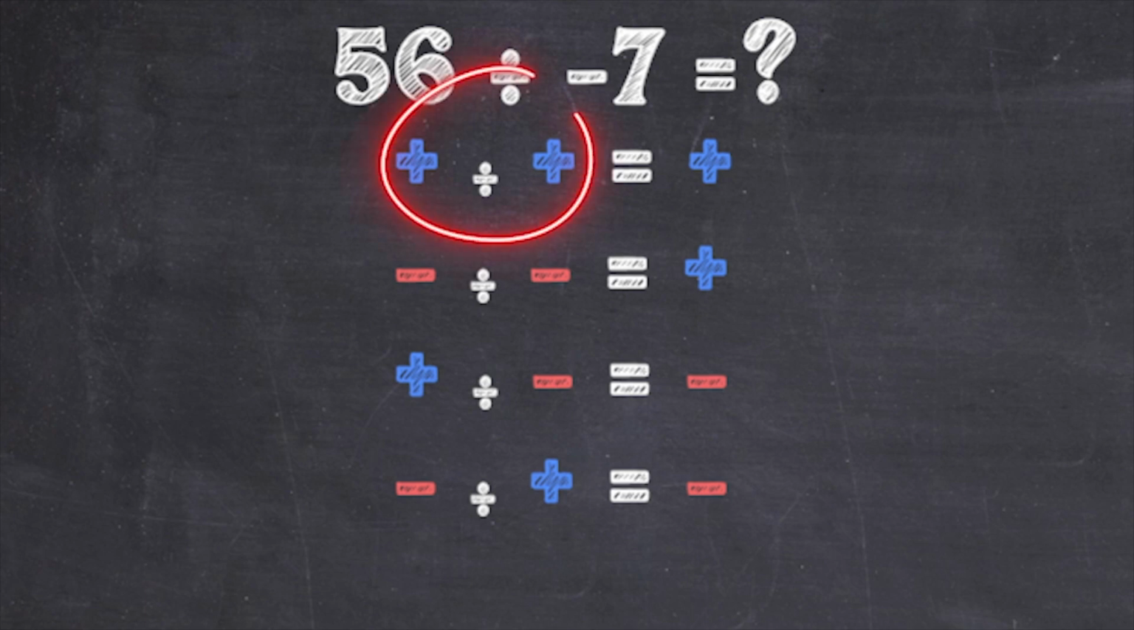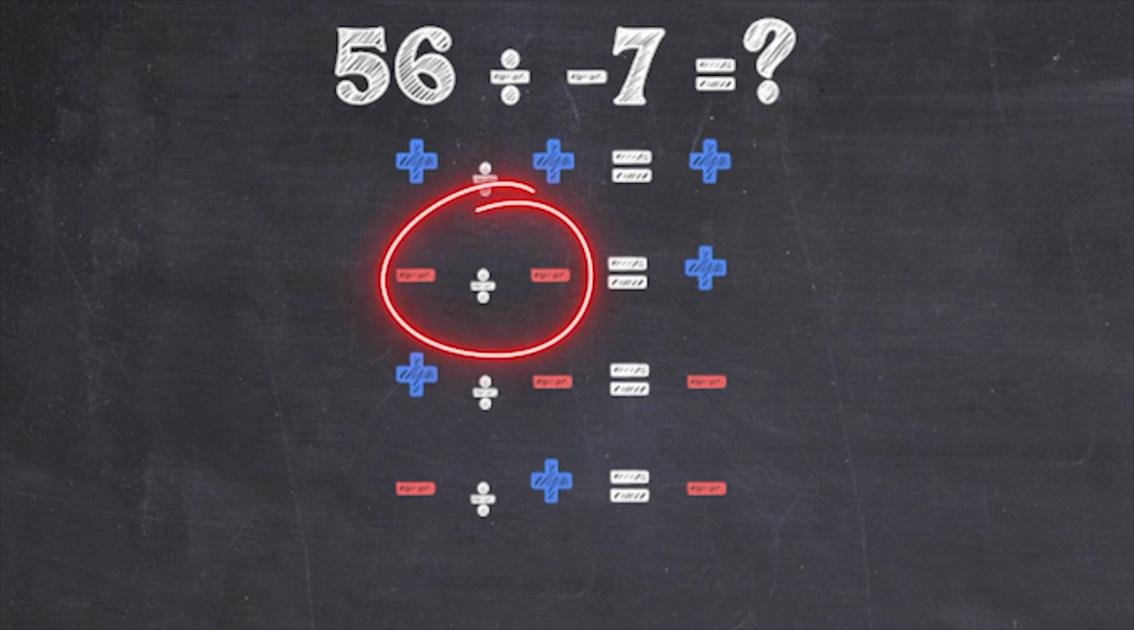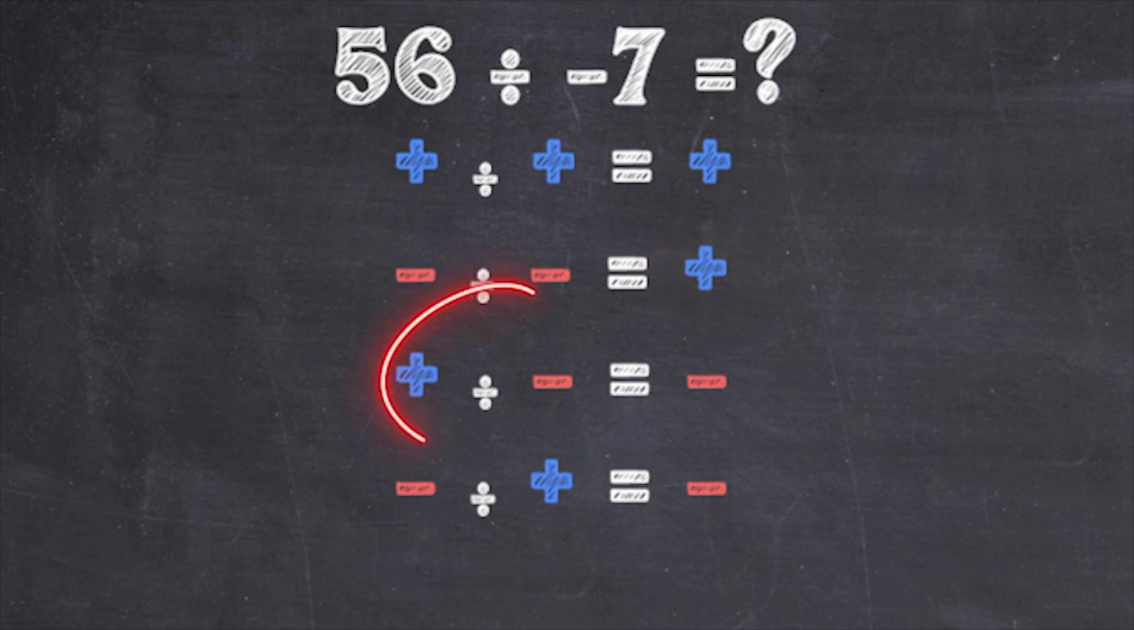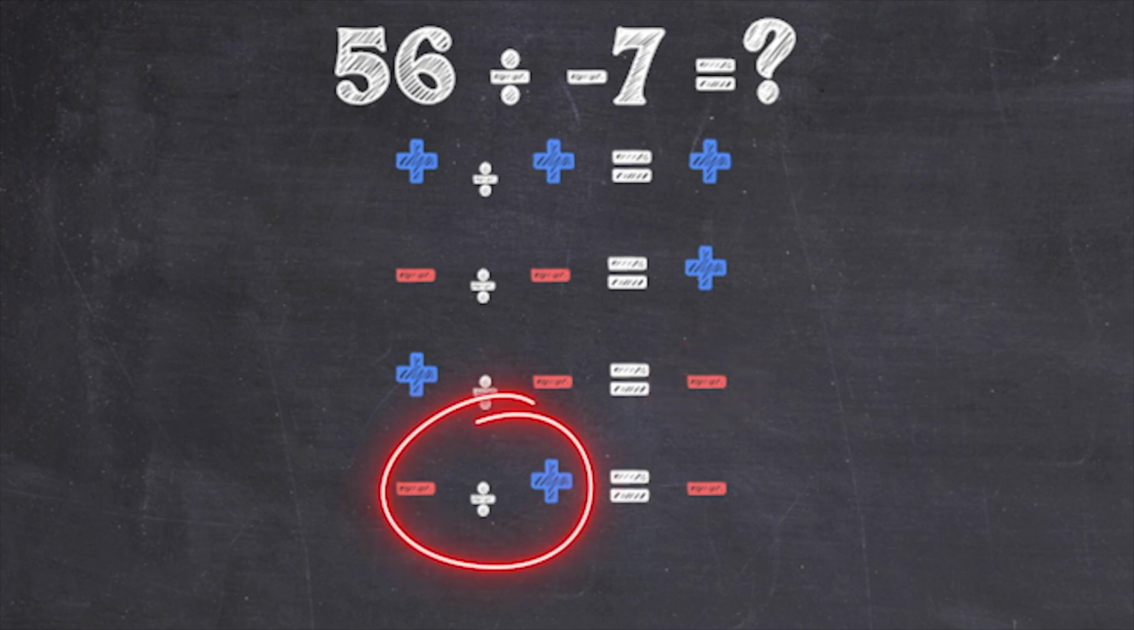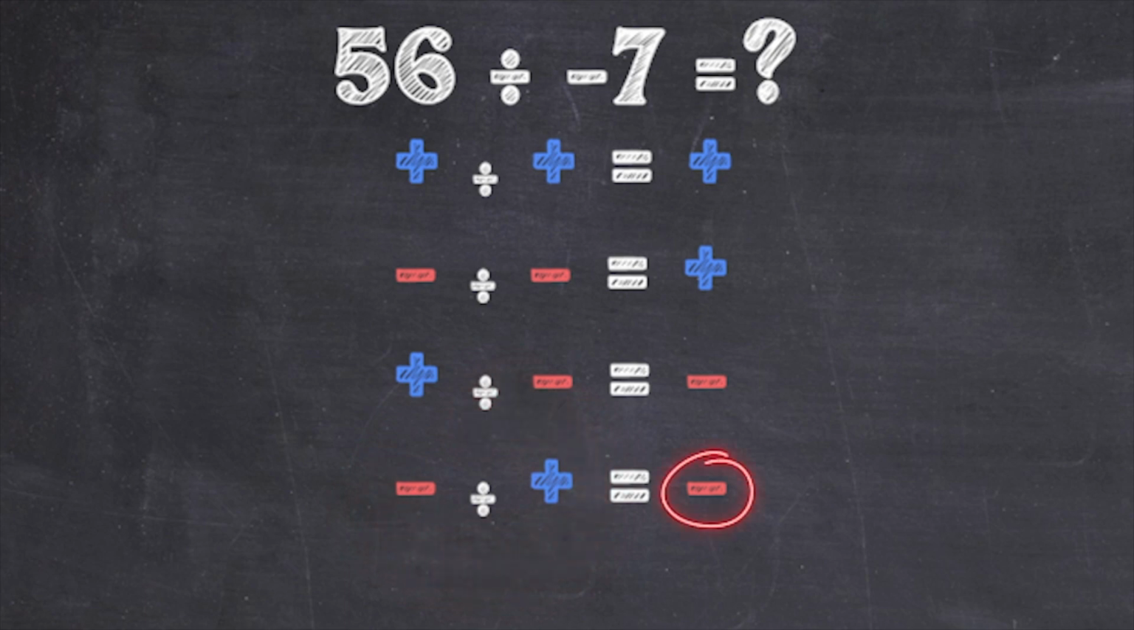When you divide a positive integer by a positive integer, you get a positive integer. When you divide a negative integer by a negative integer, you also get a positive integer. When you divide a positive integer by a negative integer, you get a negative integer. When you divide a negative integer by a positive integer, you get a negative integer as well.